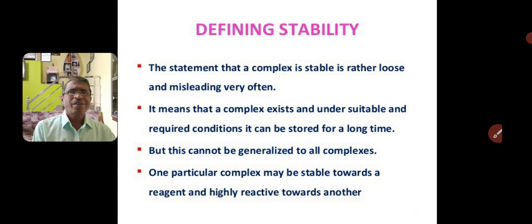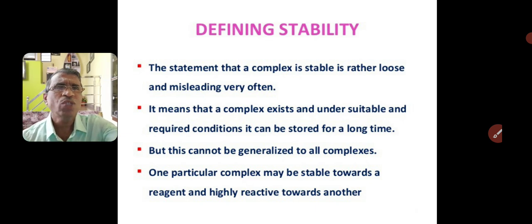So here, what we have discussed so far I have given in terms of small points. It says defining stability. The statement that a complex is stable is rather loose and misleading very often. That's why I have said it very earlier. It means that the complex exists and under suitable and required conditions, it can be stored for a long time. But this cannot be generalized to all complexes. One particular complex may be stable towards a reagent and highly reactive towards another. This is what I have explained.